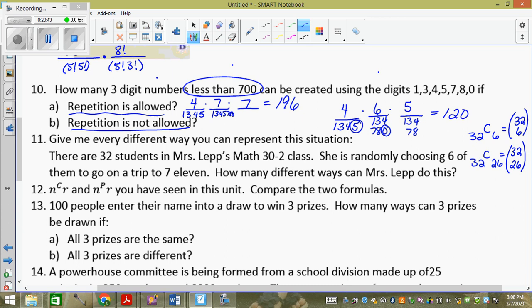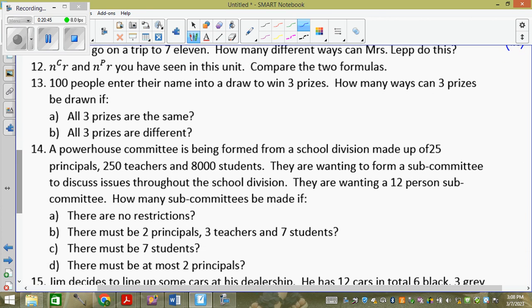Here we have 100 people enter their name into a draw to win 3 prizes. How many ways can 3 prizes be drawn? If all 3 prizes are the same, does the order matter? No. So we would have 100 C3. And in this case, if they're huge numbers, like the n is huge, they often don't actually work it out to an answer.